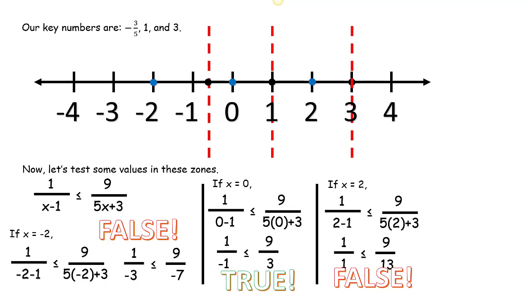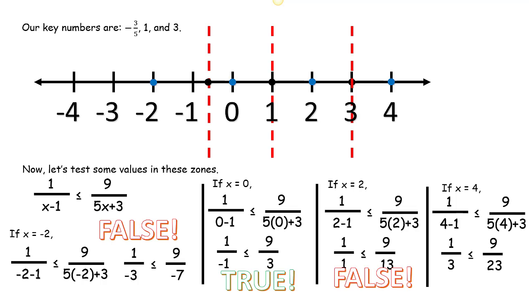And then we check our last zone, which is to the right of 3, so let's use 4. So if x equals 4, we plug in for 4, and we get 1/3 less than 9 over 23. So you might need to use a calculator there to confirm that one, but 1/3 is in fact less than 9 over 23 by just a small amount. So therefore that one is true. So we see this inequality is true in two places, in the zone from -3/5 to 1 and then from 3 on to infinity. And so we express that answer as from -3/5 to 1 union and then from 3 to infinity.